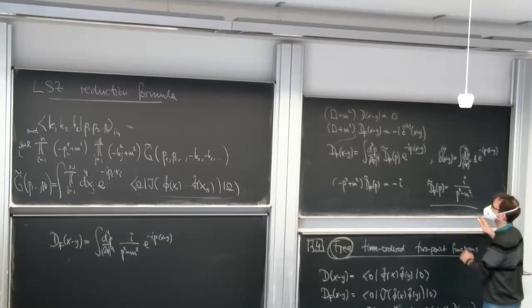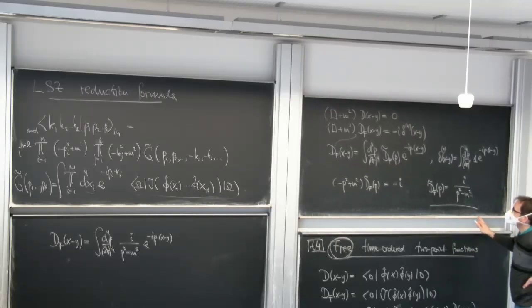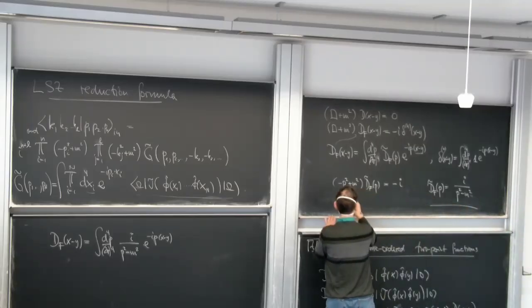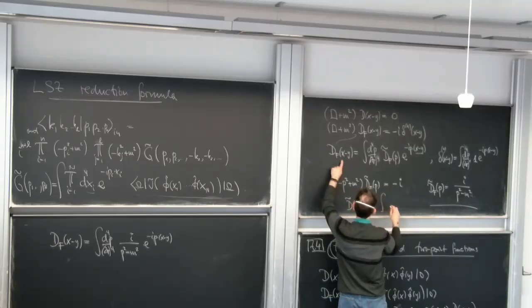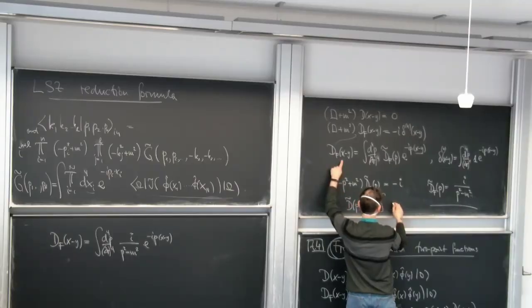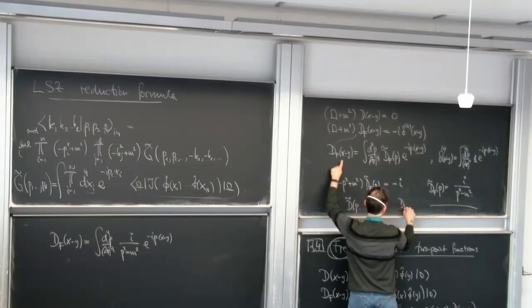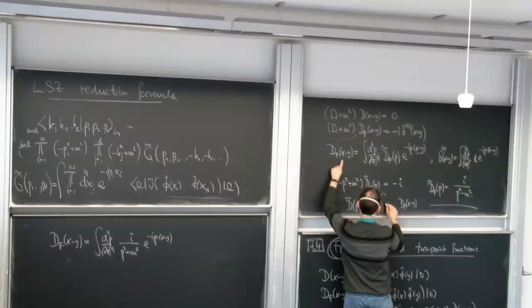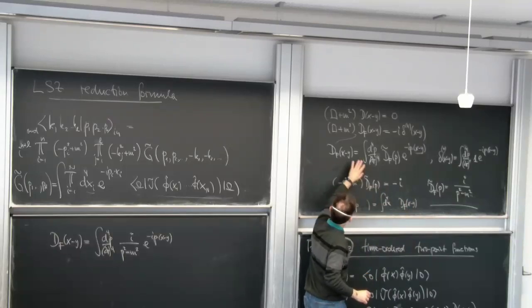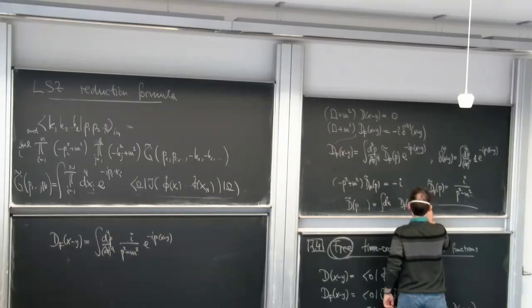So let's see, the inverse, u tilde of p, is the integral of this D_F of x minus y. Here goes the d^4x. Let's forget about the factors. I'm inverting this now, e to the i p times (x minus y).